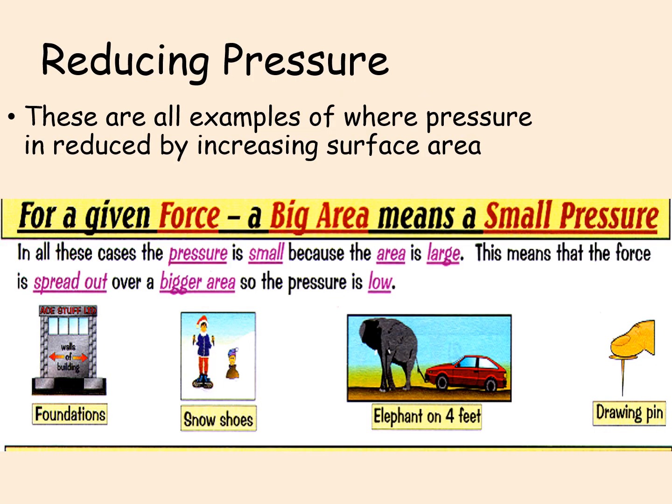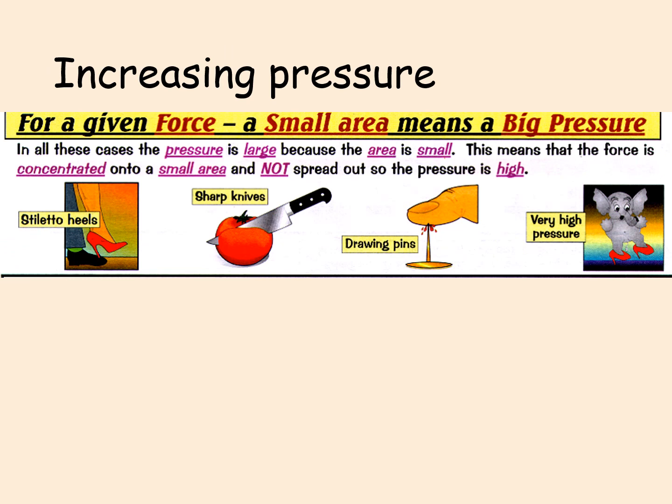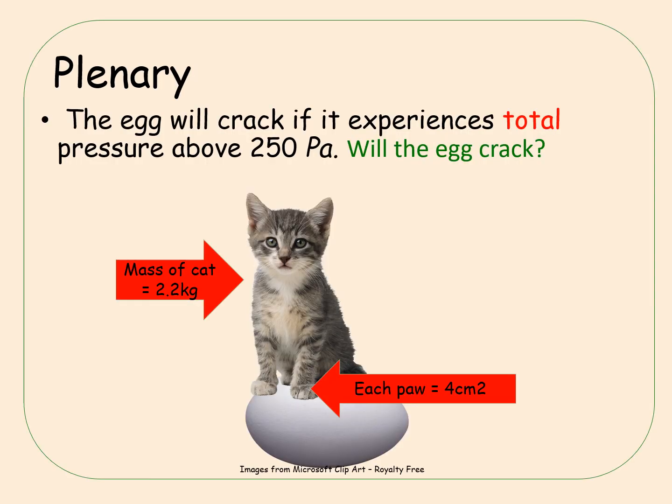So these are all examples of where pressure is reduced by increasing the surface area. So we've got foundations for buildings, snowshoes, elephant on 4 feet, drawing pin. The top of the drawing pin is designed to reduce pressure. So big area means small pressure. These are examples where we increase pressure, so stiletto heels, ouch, sharp knives, drawing pins the other way up, and an elephant in high heels would definitely be very high pressure.